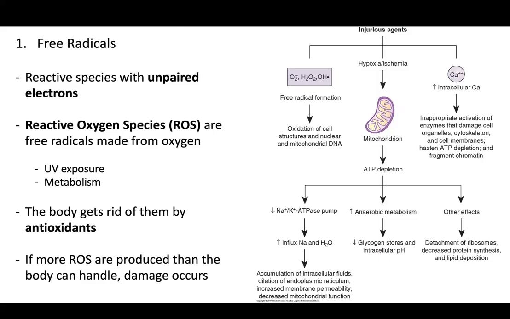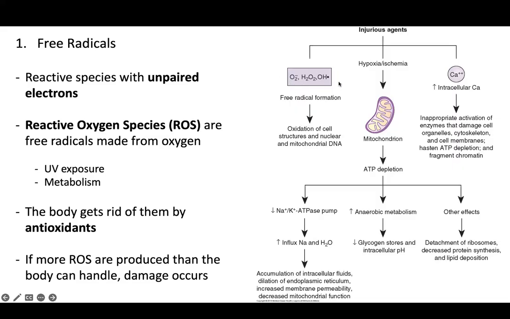The more reactive oxygen species that are produced, the more likely there is that damage is going to occur, because it may exceed the ability of the body to deal with them. So usually what will happen is there'll be one of these free radicals, and there's going to be some sort of an injury to either the cellular structures or the nuclear structures or the mitochondrial structures. In particular, we're worried about the genome getting damaged by these.